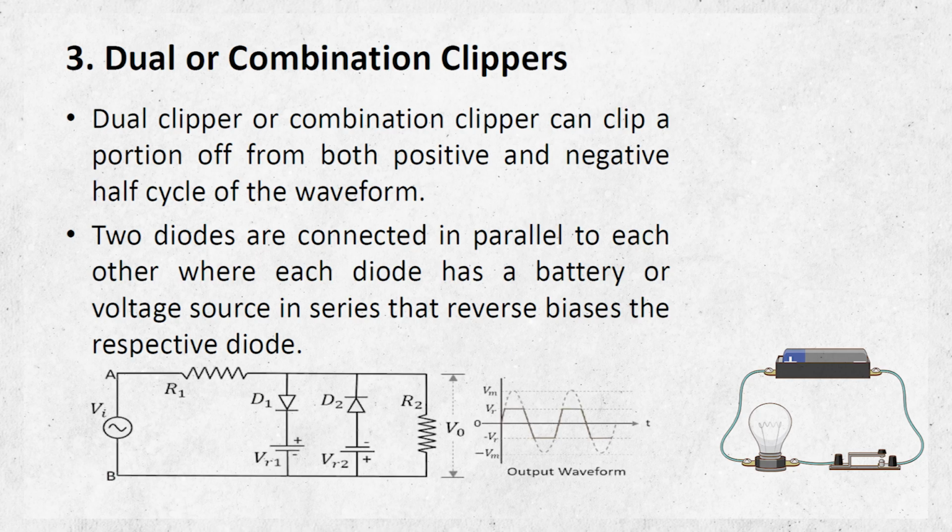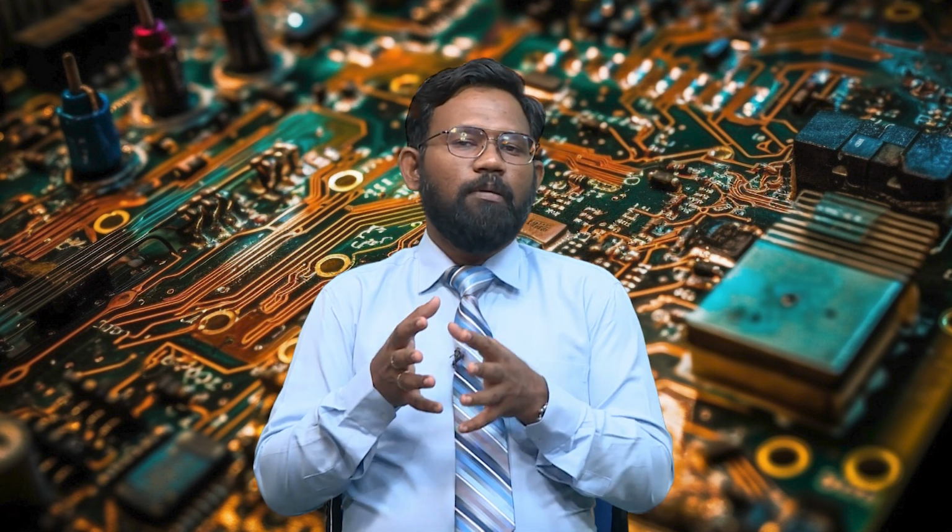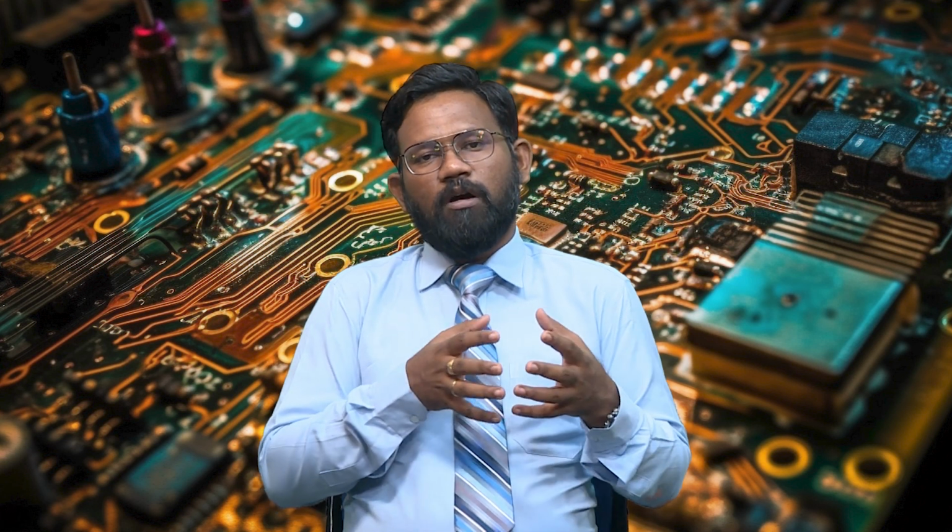So, if we are using the combination clippers without biasing, then we will not get any output. That means both the diodes will remove both the halves and there will be no output obtained at the load side. So, the dual clippers are basically used with the biasing circuits, or for the biasing conditions. The picture shows the biasing connected with the diode.